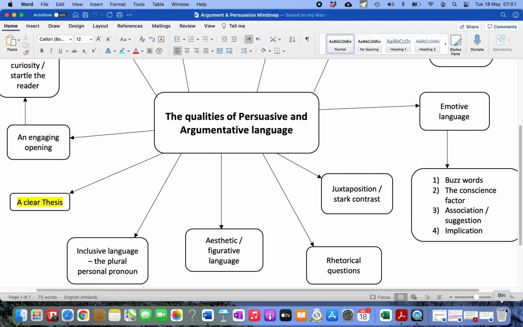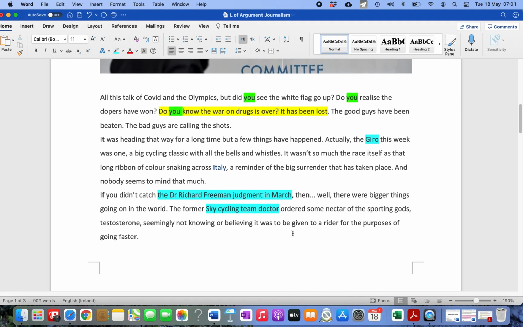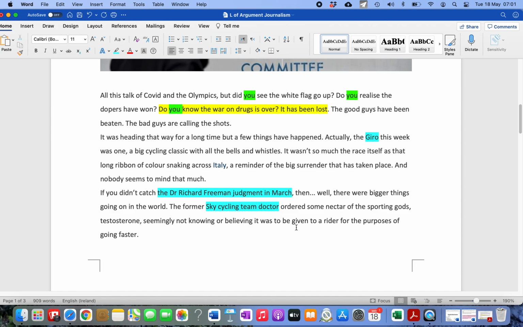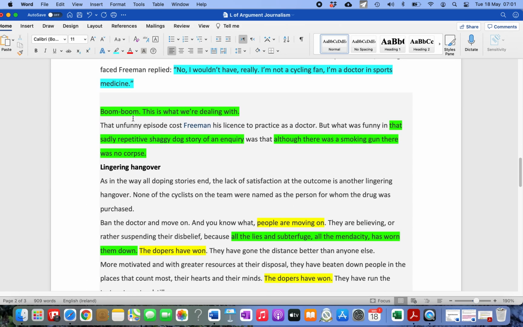So again, let's go back to the wonderful Johnny Watterson. Thank you for writing this piece, Johnny, just when I needed to be able to show my students this kind of writing. Look at this here.